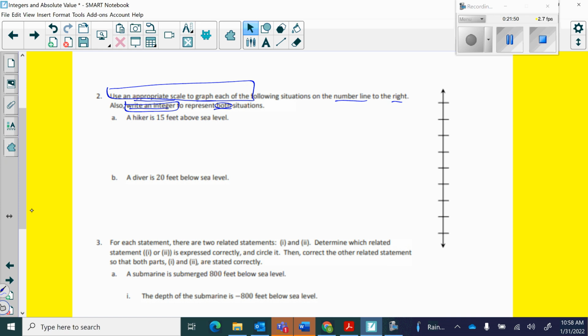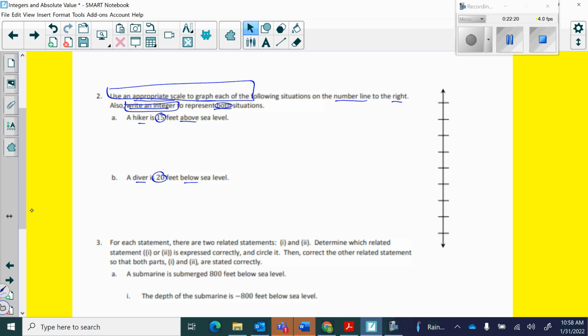So our two situations. A hiker is 15 feet above sea level. A diver is 20 feet below sea level. So given that my things that I'm going to put on my number line are 15 and 20, what interval should I use? Why 5, Wesley? Good. They're both multiples of 5, so 5 makes sense, right?